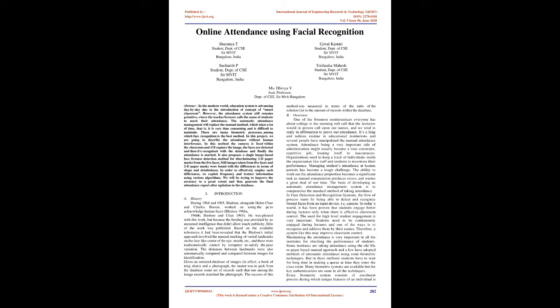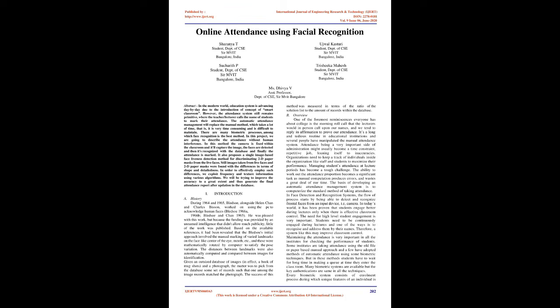It also proposes a single image-based face liveness detection method for discriminating 2D paper masks from live faces. Still images taken from live faces and 2D paper masks were found to differ in terms of shape and detailedness. In order to effectively employ such differences, we exploit frequency and texture information using various algorithms. We will be trying to improve the accuracy to a great extent and thus generate the final attendance report after updating the database. Introduction.